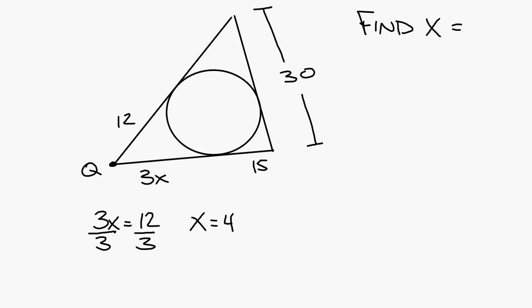Pretty simple topic for today. Anybody got any questions on two segments from the same exterior point tangent to a circle? They're equal to each other. Yes?